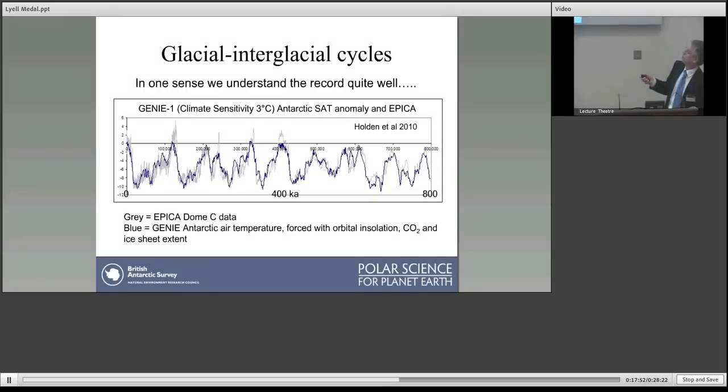So the model says what the Antarctic climate should be. And you can see it's pretty similar. There are some differences, actually, ironically, in the interglacial. It's pretty good. In other words, if we know the forcing, we do well, just as today. If we know the forcing, we do pretty well. But what we don't understand is why the CO2 and the ice sheets changed in the way they did. So the difficult question is yet to be fully solved.